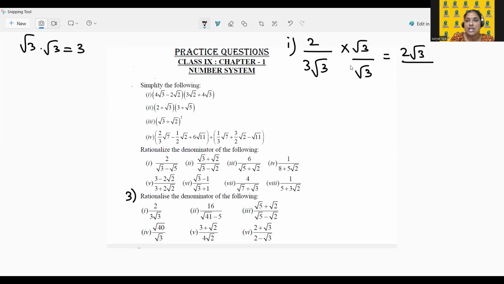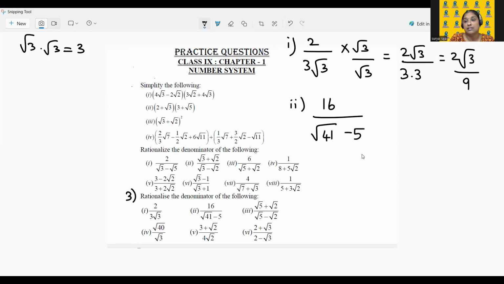So that is one more 3 is here. 3 times 3, which is 2 root 3 by 9. That's all. So number 2, 16 by root of 41 minus 5. Sorry, root of 41 is only for 41, not 5. Okay. Here, what we have followed earlier, that thing, root of 41 plus 5 by root of 41 plus 5.